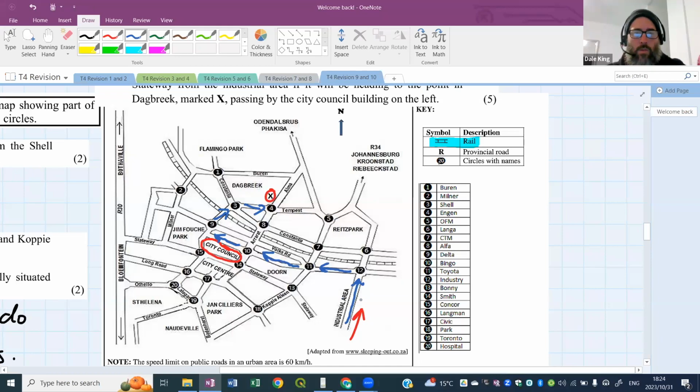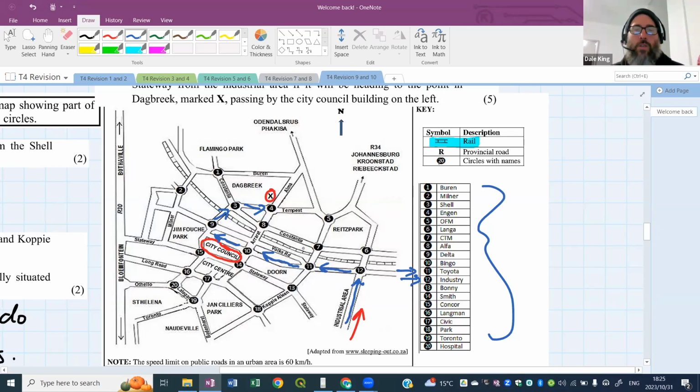Just remember, when you use your words for these, you've got to say left and right. So you're using turn left, turn right. Also, if you can, use the traffic circle names here. So for example, head straight on the Industrial Area Road, turn left at the Industry traffic light, which is that one. Continue on until you reach the Toyota traffic circle.